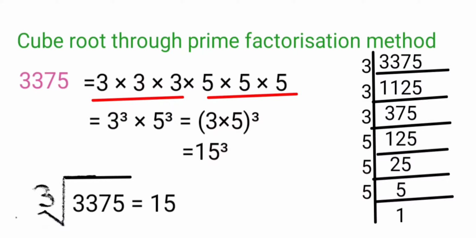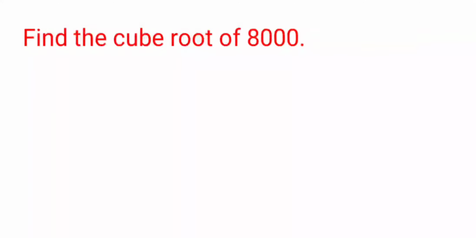So here 3 and 5, when we multiply 3 and 5 we get 15. So the cube root of 3375 is 15. Let's take another example.